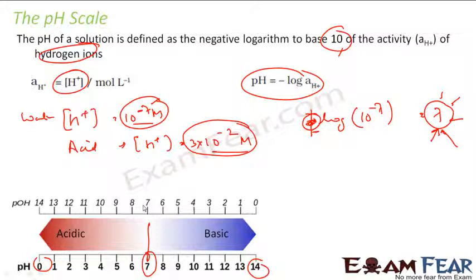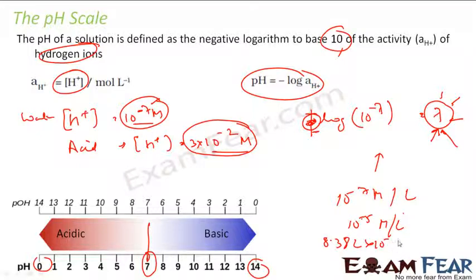Just understand that pH is nothing but one representation. Normally the concentration is in terms of 10 to the power minus 7 moles per liter, 10 to the power minus 5 moles per liter, something like this, or 8.382 into 10 to the power minus 11 moles per liter. These are very complex numbers to represent. So instead of that, they just find the minus log of this value, and that gives a very good number, maybe 7, 8, 9. That way it is easy to communicate.